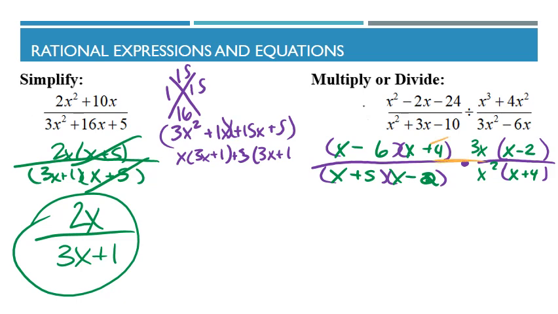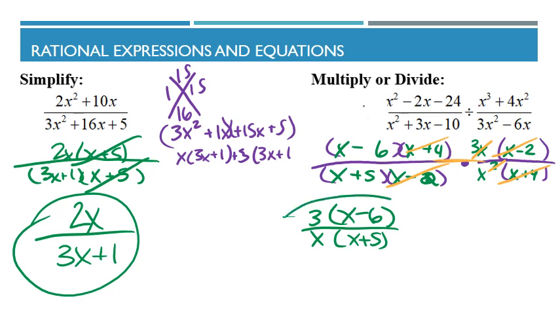So let's start crossing off. Plus 4, minus 2, 1x and 2 x's, which leaves me with 1x on the bottom. So I've got an x minus 6. I've got a 3. I've got an x plus 5. And I've got an x remaining.